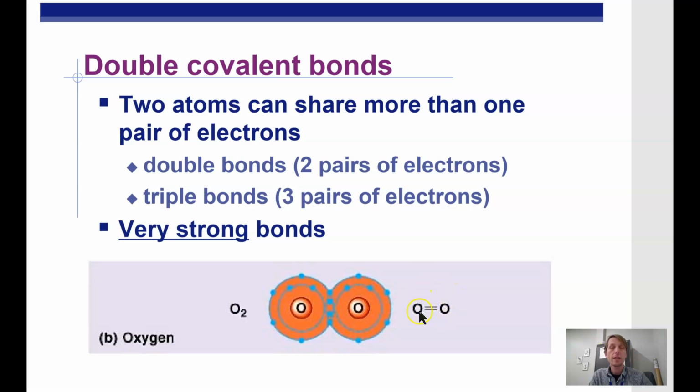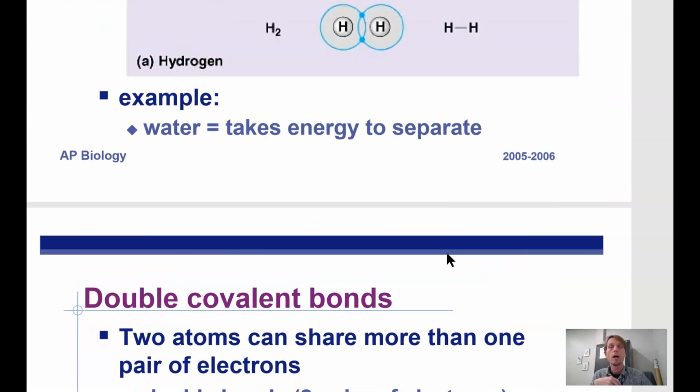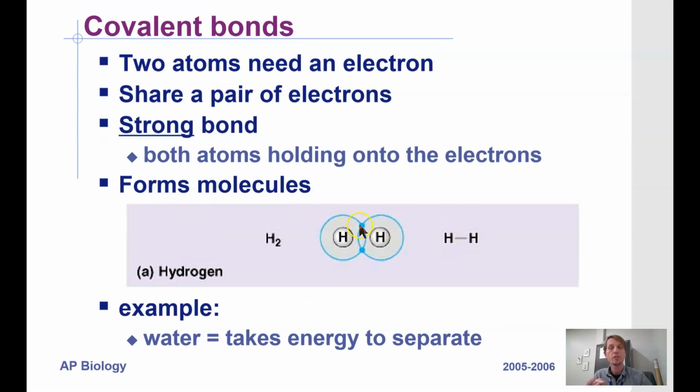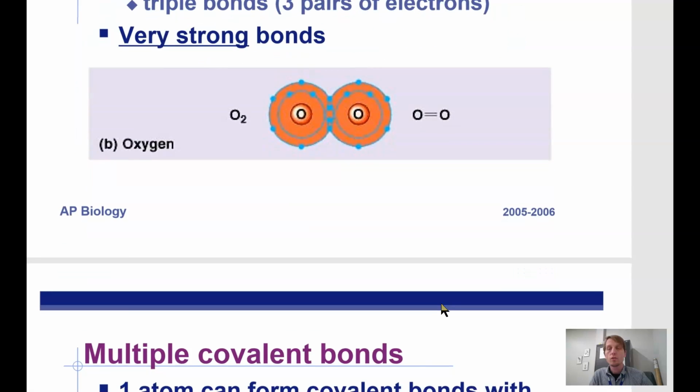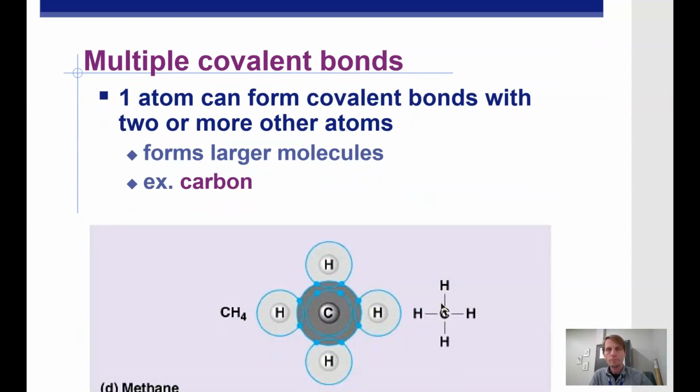So we represent that by drawing lines. Each line represents one pair of shared electrons. So oxygen, you'd have 2 lines between it because you have a double bond. Hydrogen, you would have 1 line between it because it's a single pair of electrons. And we're almost done.